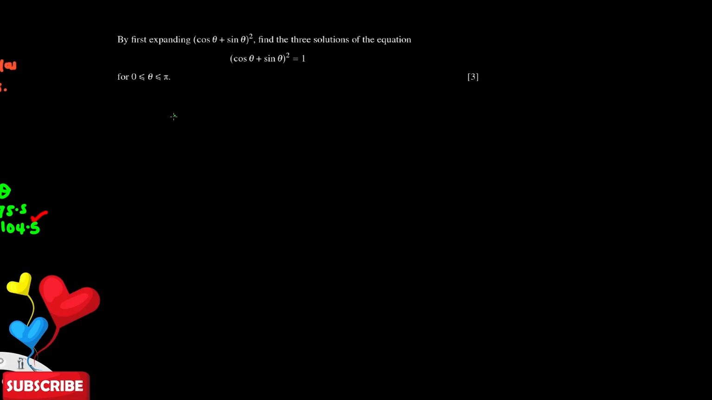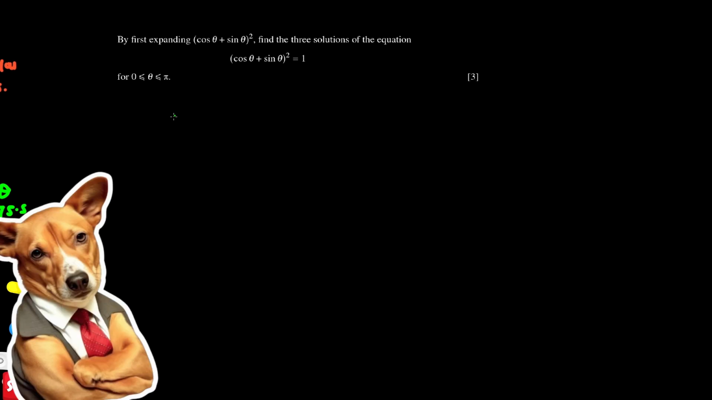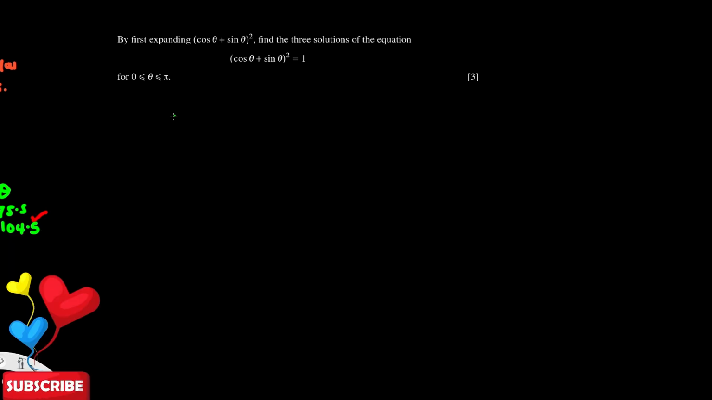In this video, we're going to look at how you can solve trigonometry questions. And we're going to start by looking at the first question here. We're told, by first expanding (cos theta plus sine theta) squared, find the three solutions of the equation cos theta plus sine squared theta equals 1. You are supposed to find the values of theta such that theta is greater than or equal to 0, less than or equal to pi.